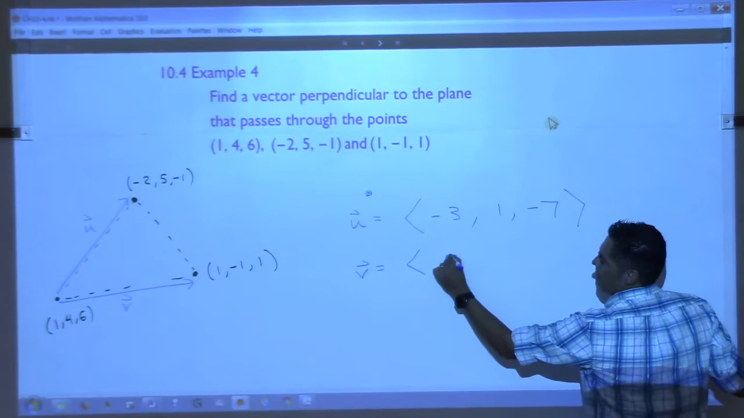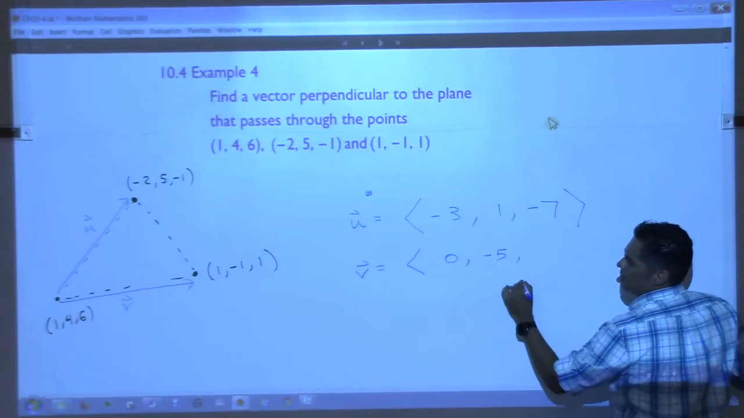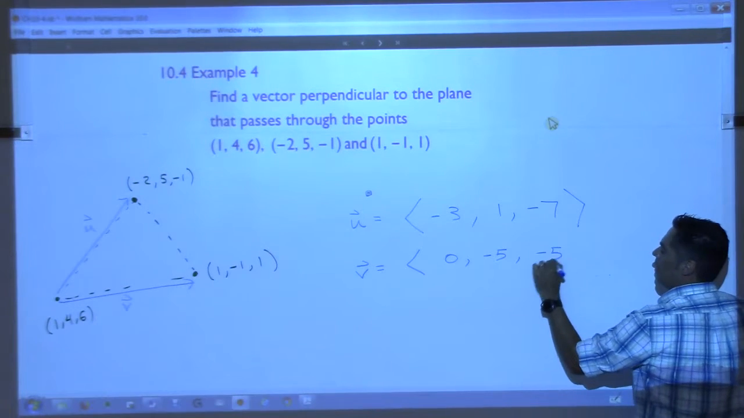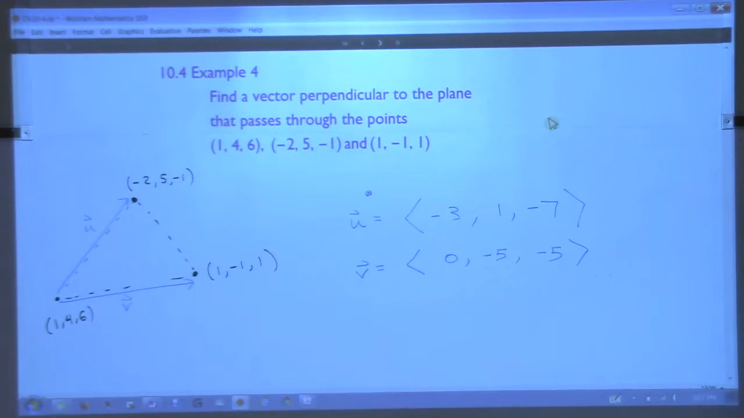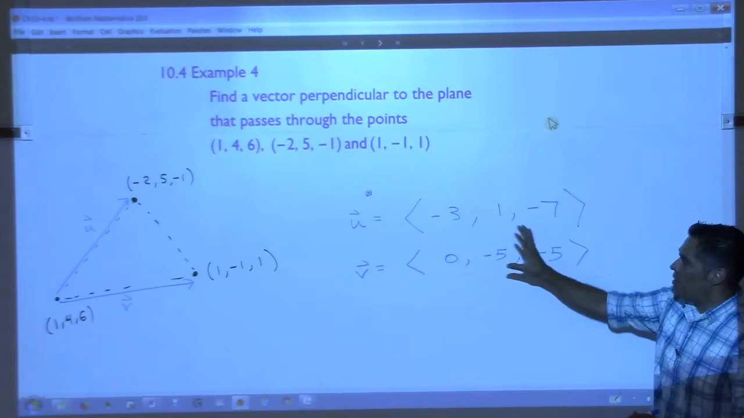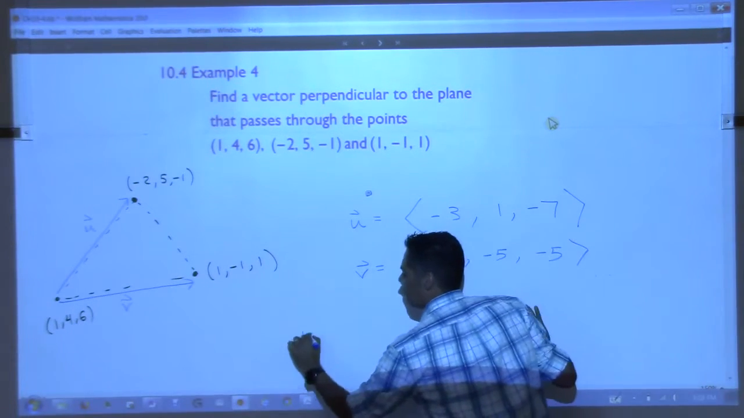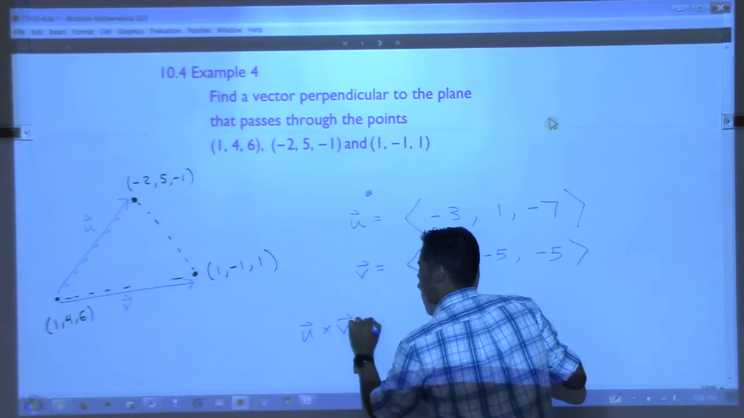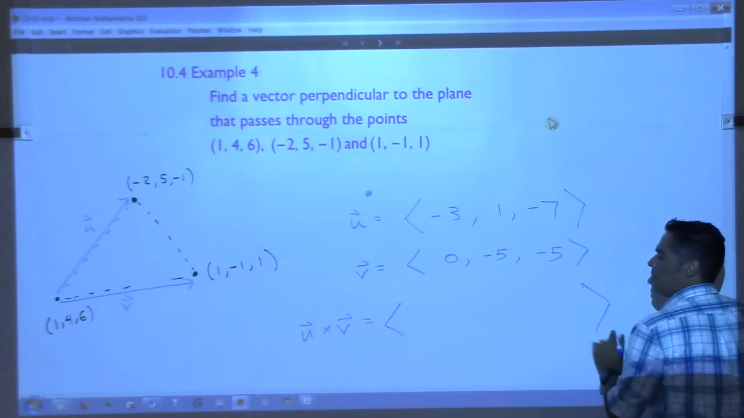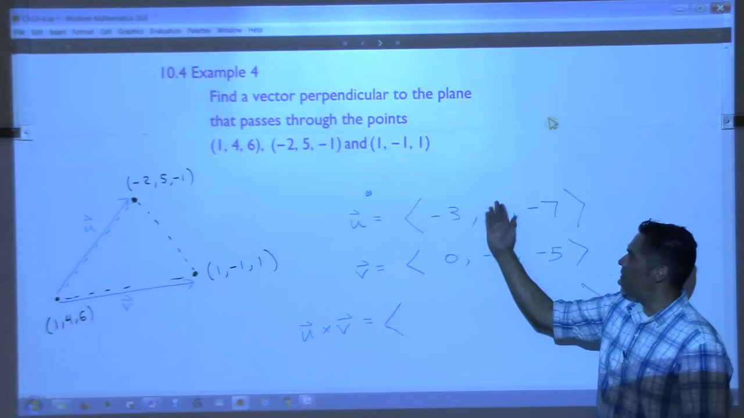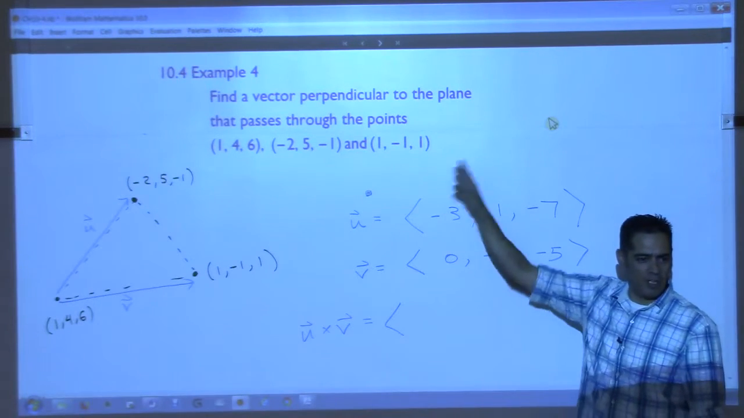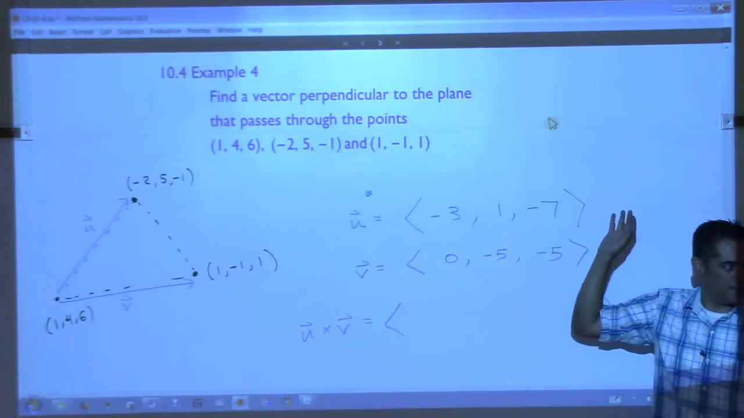0, -5, -5 again. Okay, now I need to cross them, right? I need to cross them. So you know how I've been doing IJK and then I've been doing all that? From here on out, when I know I have to do a cross product, I'm going to start writing them out like this. And then underneath, I'm going to be ready for the cross product, and then I'm going to just do my covering right here. I'm not even going to do IJK anymore. Does that make sense? Yeah.